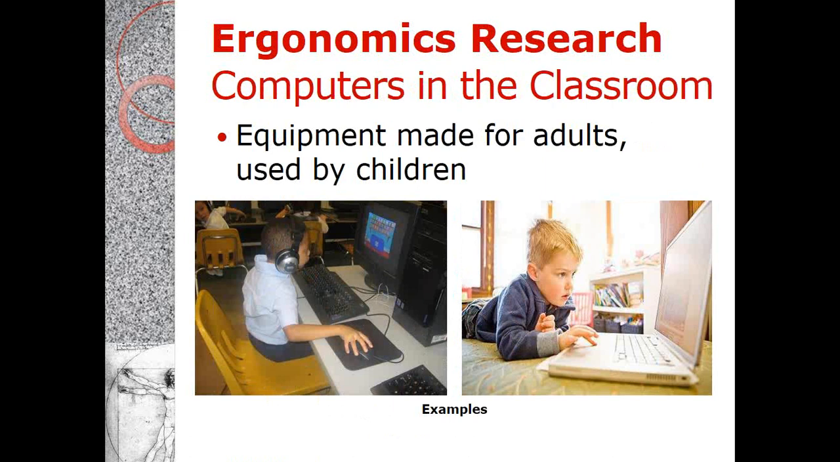In many cases too, there are computers that are not really designed for smaller individuals, for students. So here we have a lot of equipment that really is designed for adults to use, that's being used by students. And with that mismatch comes the potential for a variety of different types of ergonomics related problems, like the postures in which students are working, and how well they're, again, supported doing this kind of work.